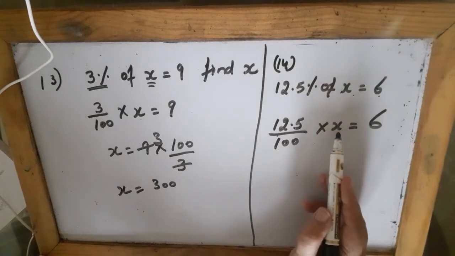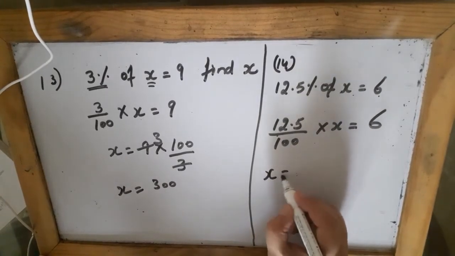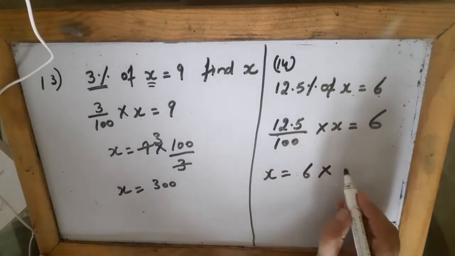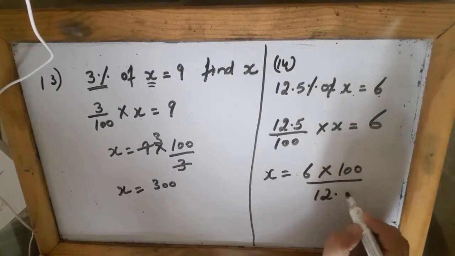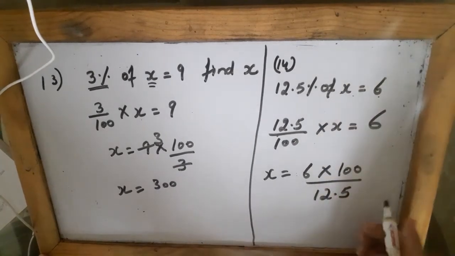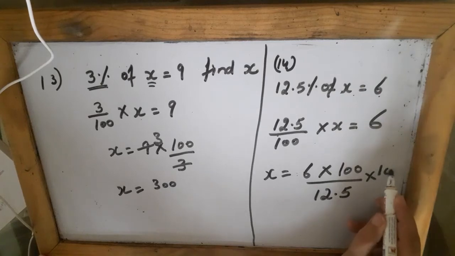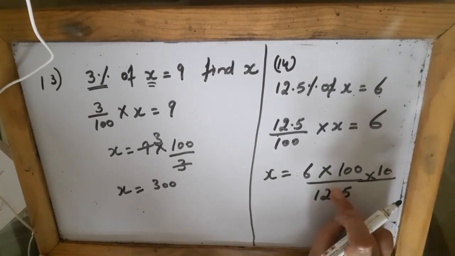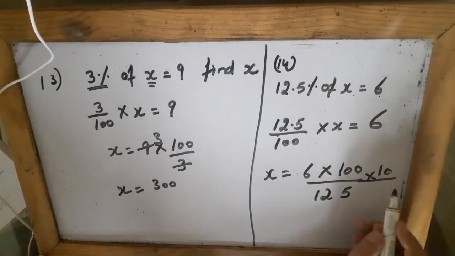So this x I will keep here and this I'll shift to the other side. What will it become there? It will become a reciprocal and 12.5 will come down. Now, in order to remove this decimal, what will I do? I will multiply by 10 in the numerator because there is one digit after the decimal, so the point will get removed.